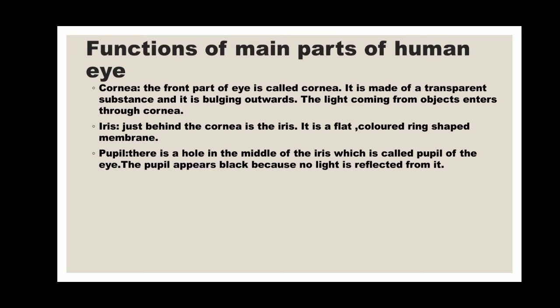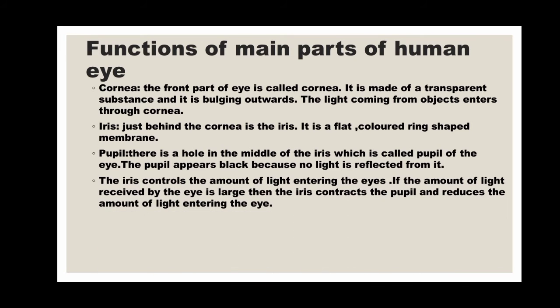Pupil. There is a hole in the middle of the iris which is called pupil of the eye. The pupil appears black because no light is reflected from it. The iris controls the amount of light entering the eyes. If the amount of light received by the eye is large, then the iris contracts the pupil and reduces the amount of light entering the eye.